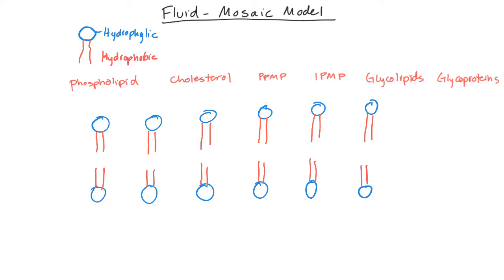All right, so on the inside of the cell is the cytosol, which is mostly water. And the outside of the cell is generally water as well. So that's where the hydrophilic heads point and the hydrophobic tails point towards each other. Okay.